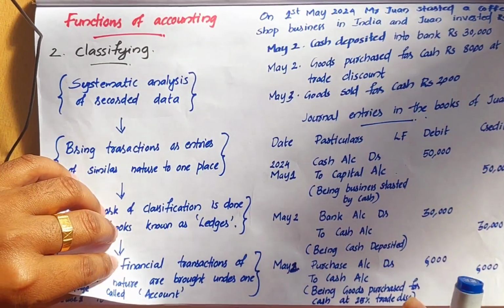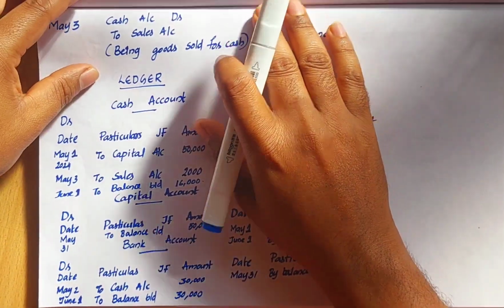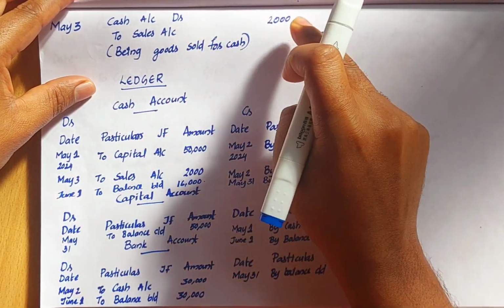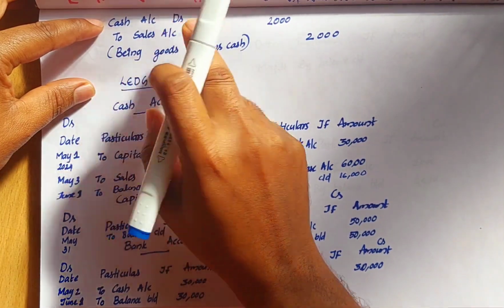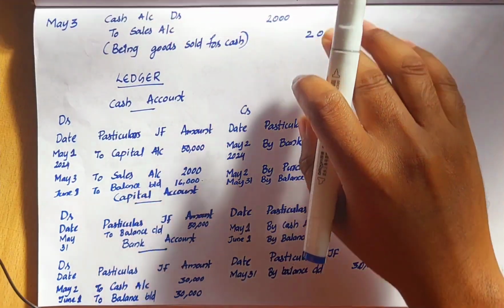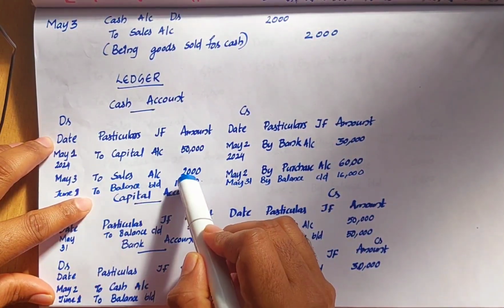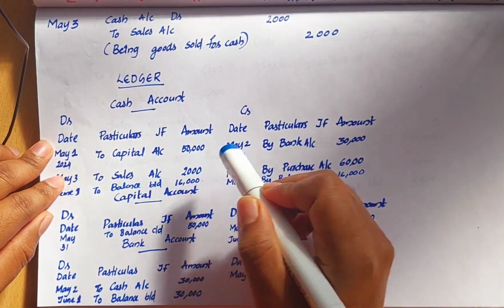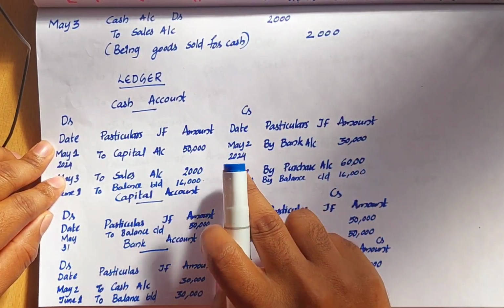Okay, is there any other cash related transaction? Yes, here we have one more cash related transaction. On May 3rd, cash account debited to sales account 2,000. So cash here we are debiting, so we need to go to the debit side of the ledger and we need to write to sales account 2,000. Now we have 4 cash related transactions. All 4 transactions we have posted into the ledger.